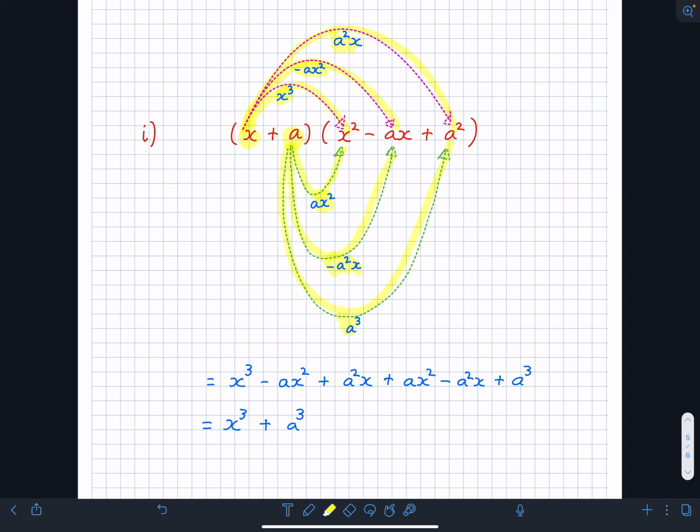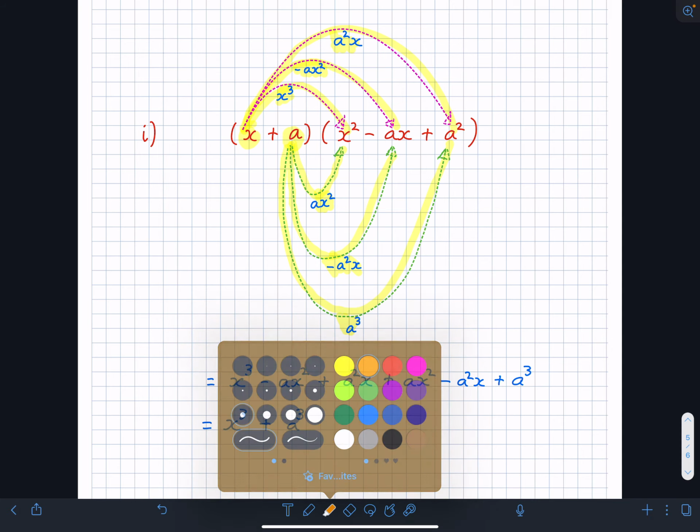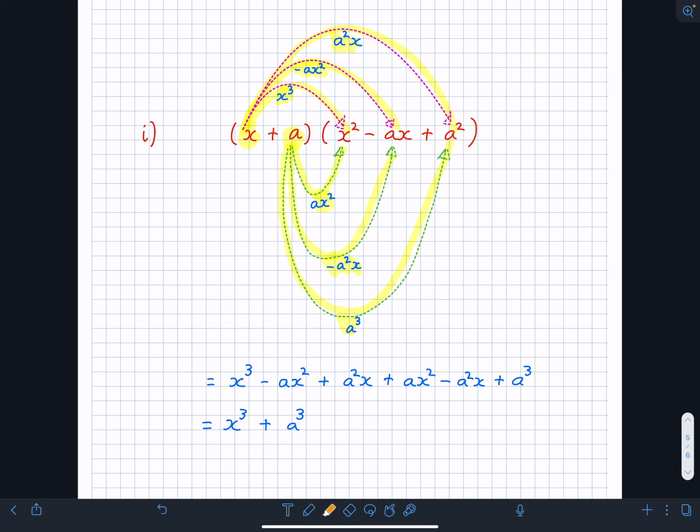That's quite a mouthful. Okay, let's see if we can cancel anything there. So we have a negative ax squared plus an ax squared. So they'll cancel each other out. And we have an a squared x minus an a squared x. And they'll cancel each other out. So all we're left with is x to the power of 3 plus a to the power of 3.